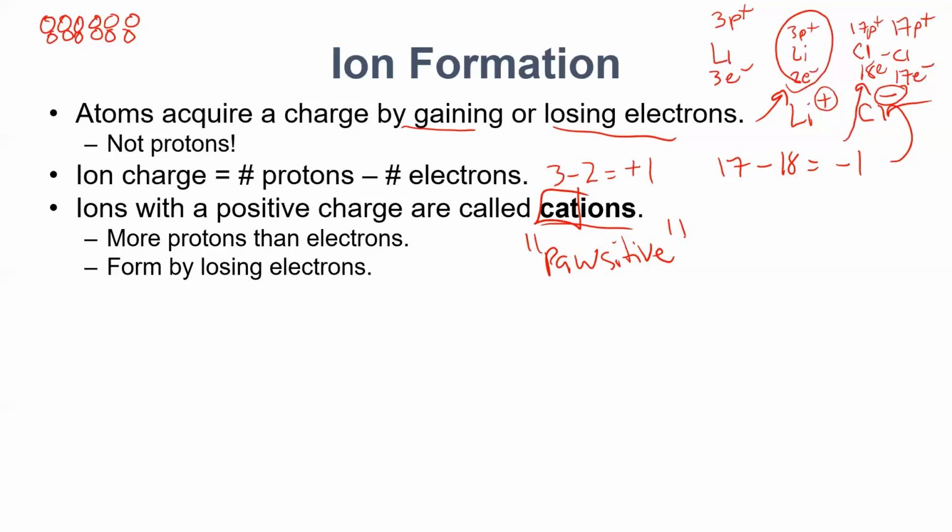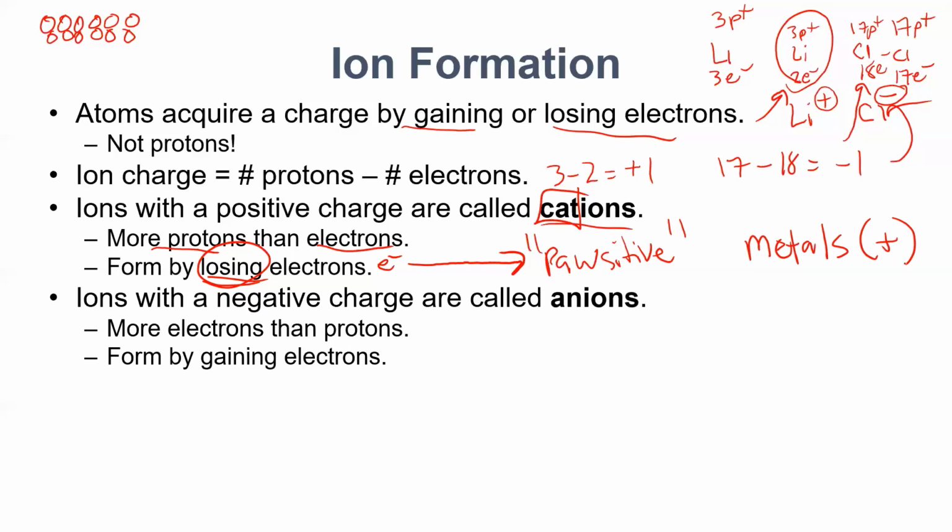Now, why do cations have a positive charge? That's because there are more protons than electrons. What does that mean? They lost electrons. When I lose electrons, when I lose negativity, right? Electrons are negative. When I lose negativity, I become positive. And positive is a cation. We're going to see that metals, and I'm going to explain why, tend to form positive charges. Metals lose electrons.